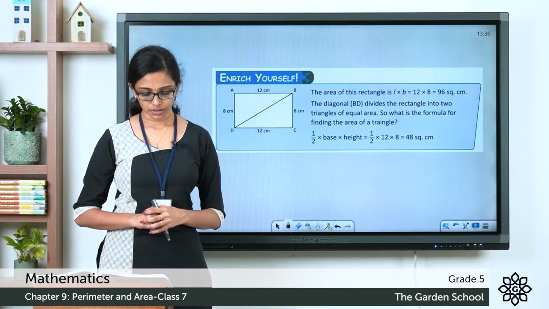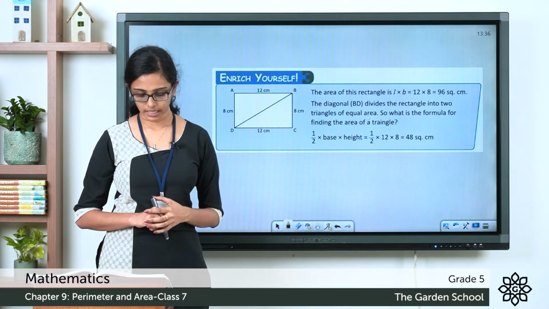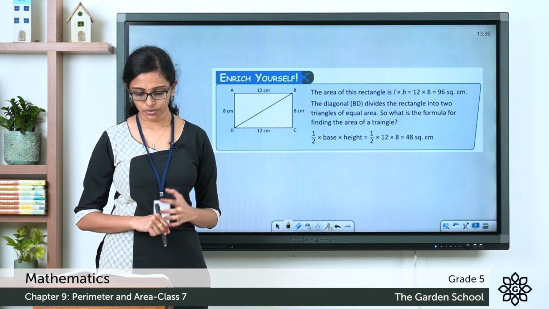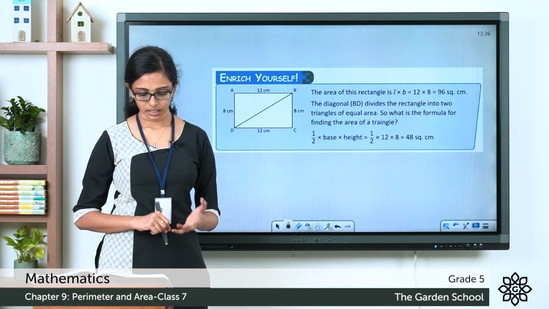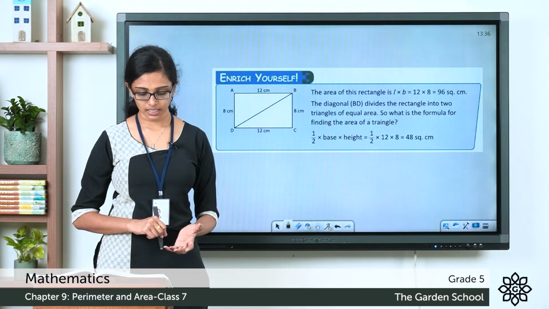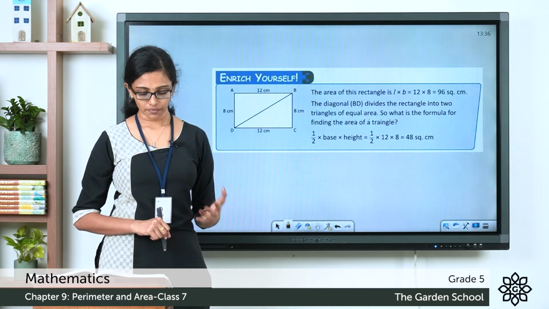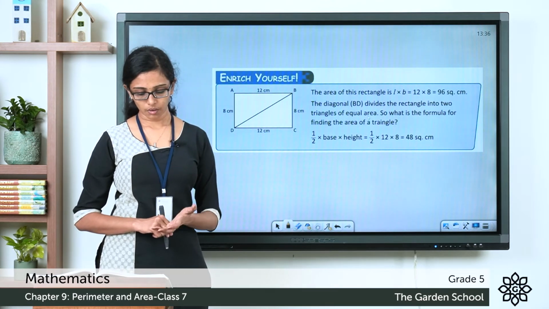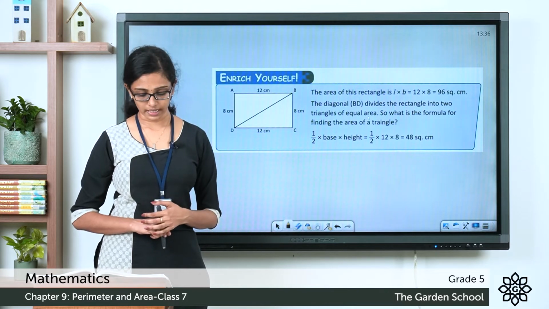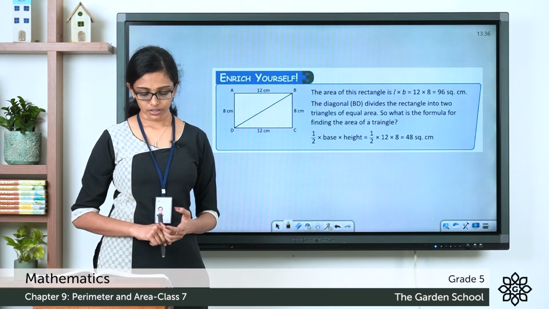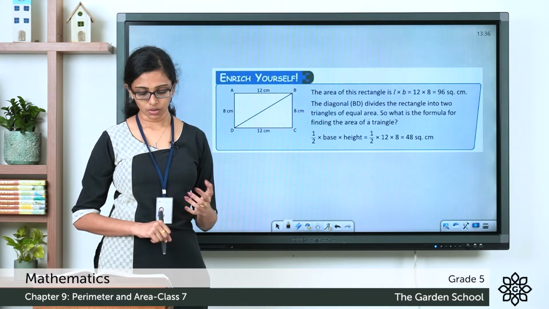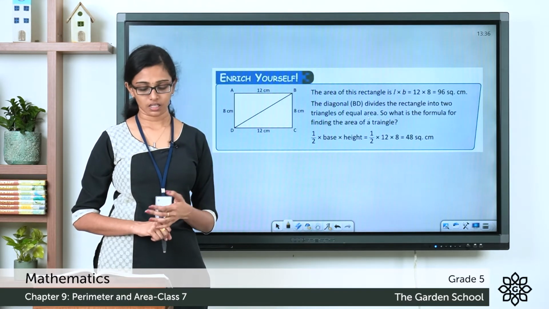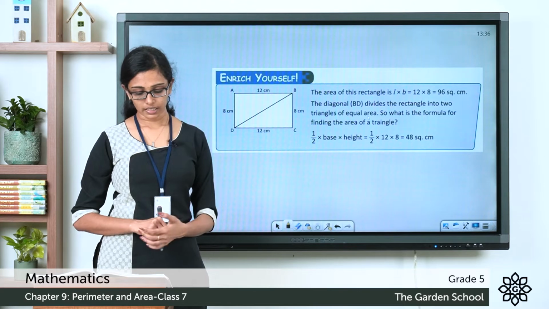Let me read out the note to you. The area of this rectangle is L into B equal to 12 into 8 or 96 square centimeter. The diagonal BD divides the rectangle into two triangles of equal area. So, what is the formula for finding the area of a triangle? It is 1 by 2 into base into height. Here it is 1 by 2 into 12 into 8, and that is equal to 48 square centimeter.